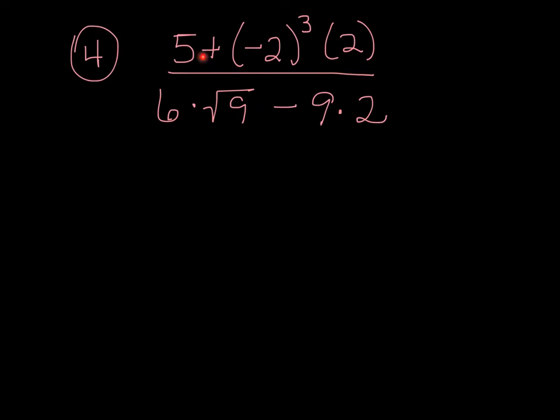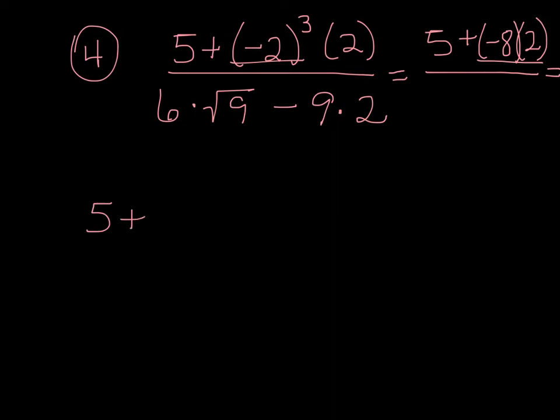My operations, it looks like I've got a plus, an exponent, and a times. In this case, exponents come first, so I would do that negative 2 to the third first. Negative 2 to the third is negative 2 times negative 2 times negative 2, which is in fact negative 8. So what I've got is 5 plus negative 8 times 2. And I'm going to leave my denominator blank here, and I'm going to continue to simplify my numerator. My operations now are addition and multiplication. Multiplication, in fact, would come first. So what we've got is 5 plus a negative 16. And 5 plus a negative 16 happens to be negative 11.